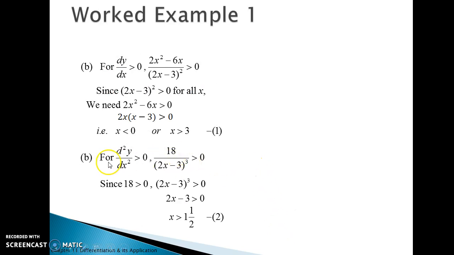Okay. For d squared y over dx squared greater than 0, again, the expression greater than 0. Now, in this case, the numerator is already greater than 0. 18 is greater than 0. So the only thing I need to consider is the denominator must be greater than 0. So there is a cube here. When I bring the cube over, it will be cube root of 0, and that will give you 0. So the second inequality is that x must be greater than 3 over 2.